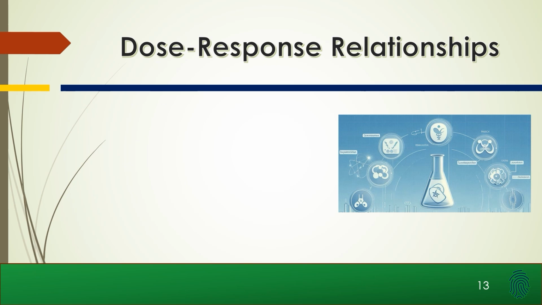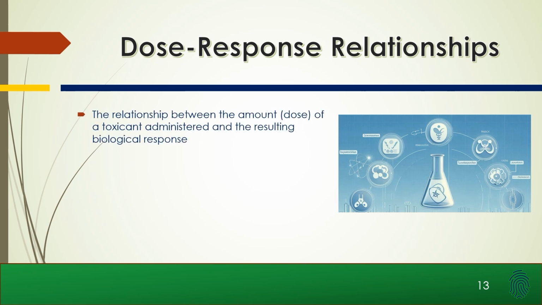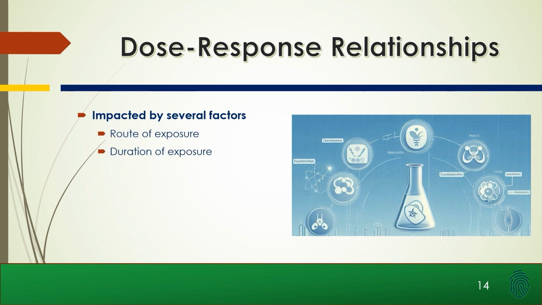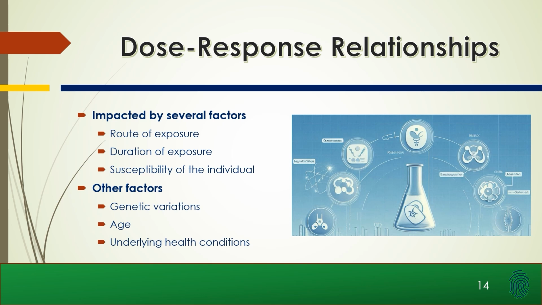The dose-response relationship: the relationship between the amount or dose of the toxicant administered and the resulting biological response. This is fundamental to understanding toxicity of a substance. This is impacted by several factors: route of exposure, the duration of exposure, the susceptibility of the individual, as well as other factors including genetic variations, age, and underlying health conditions. All of these impact how the dose is going to affect a person.